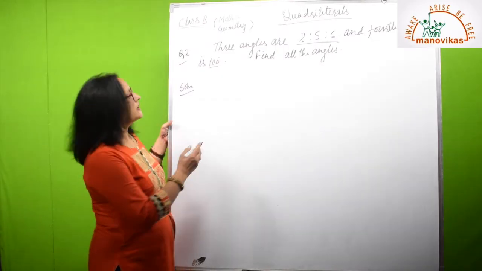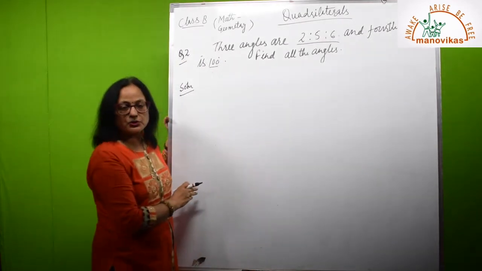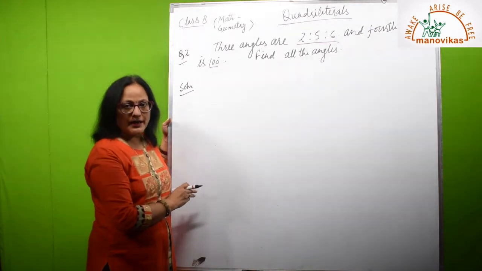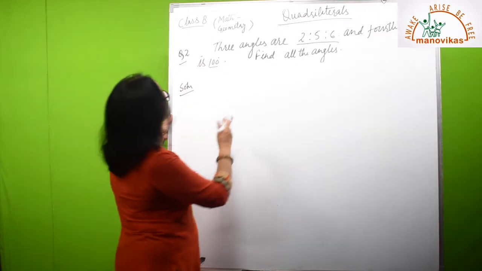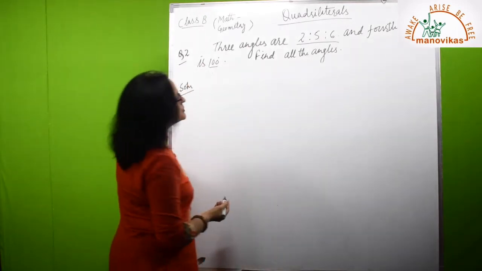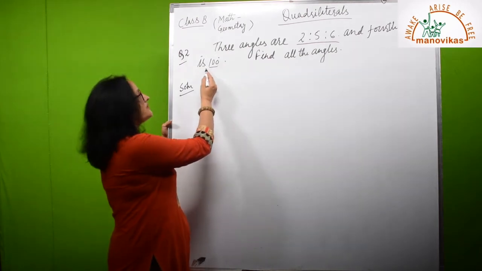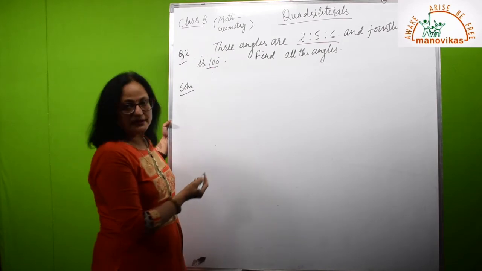Now I am taking another type of question. In this type of question, you will be given the measure of the angles in ratio form, and you have to find the measures in degrees. So in this question, 3 angles are given in the ratio 2:5:6, and the fourth angle is given as 100 degrees. You have to find all the angles.